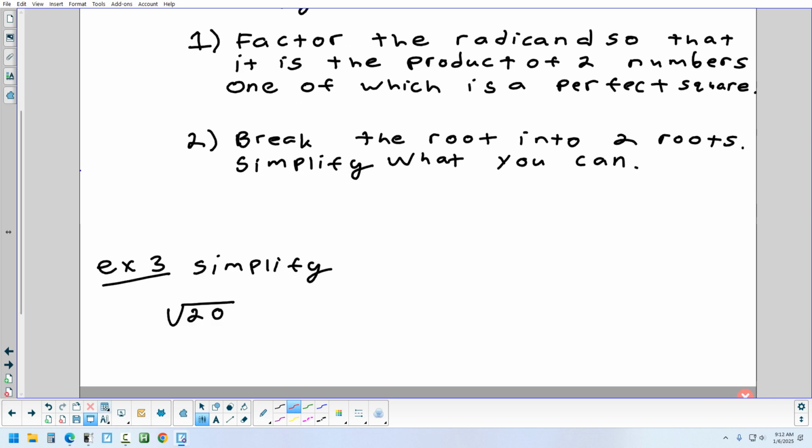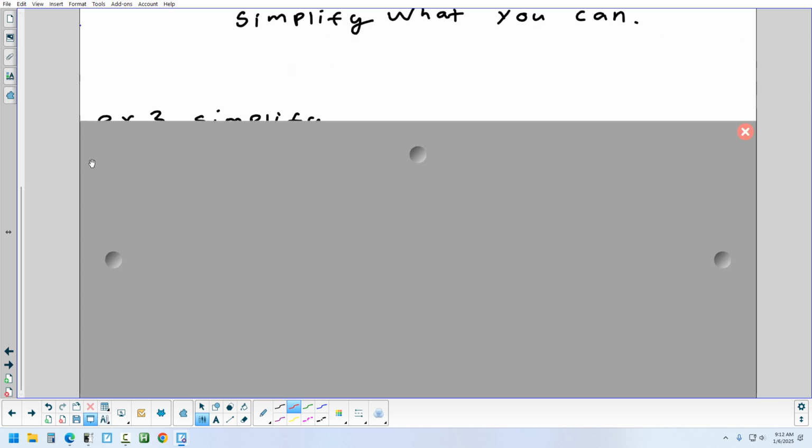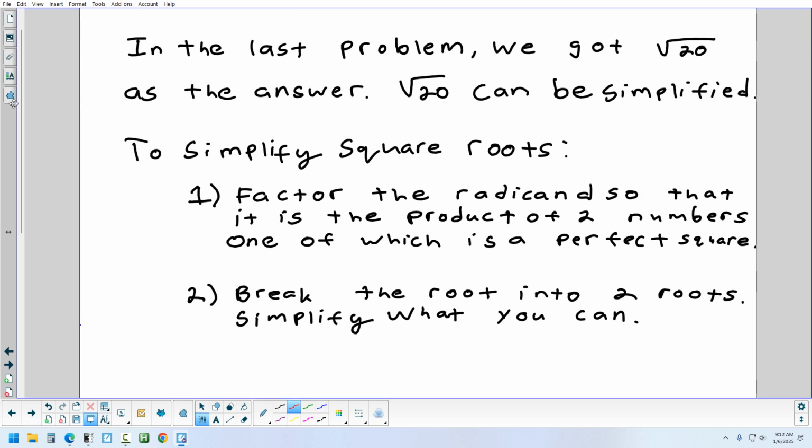I think I have another one. Actually, we did square root of 20. We'll try another one of those in a minute. Okay, so break it up. And then once you break it up, take the square root of each number separately and go from there.